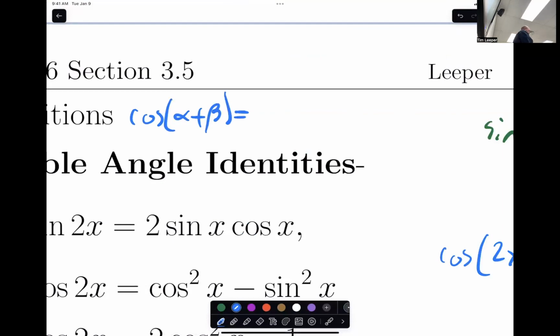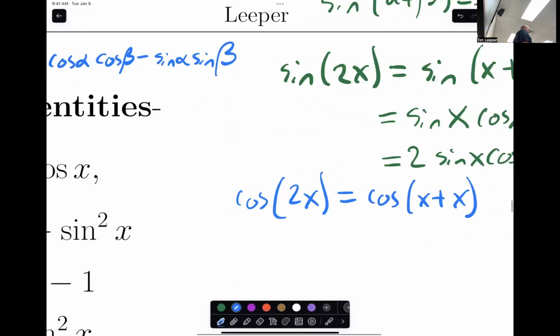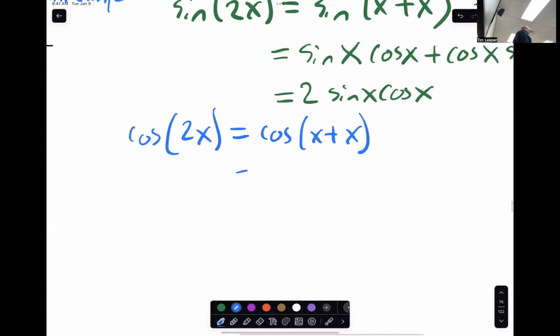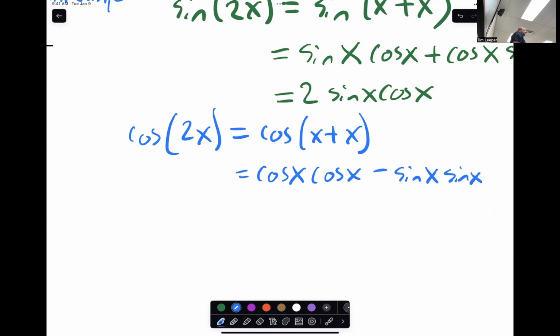Cosine alpha cosine beta plus sine alpha sine beta. Almost. Minus. Cosine alpha cosine beta minus sine alpha sine beta. Good deal. Now, coming down here, alpha is going to be x, beta is going to be x. So if I plug all that in, that's going to give me cosine of the first one, x, times cosine of the second one, x, minus sine of the first one, x, times sine of the second one, x.